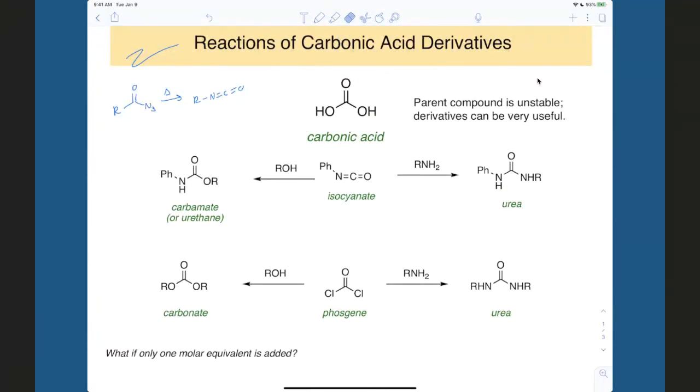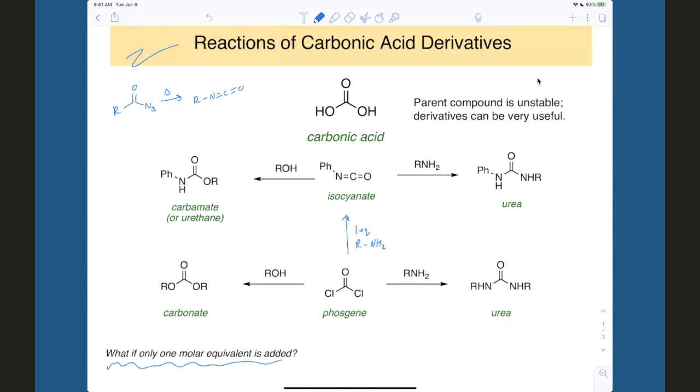You're able to make these from phosgene with one equivalent of an alkylamine to make the isocyanate. And this is where we discussed the different types of addition reactions that can take place. And so that was sort of the question, what happens if only one molar equivalent is added? You end up making an isocyanate with phosgene. And these generally will be simple addition reactions.